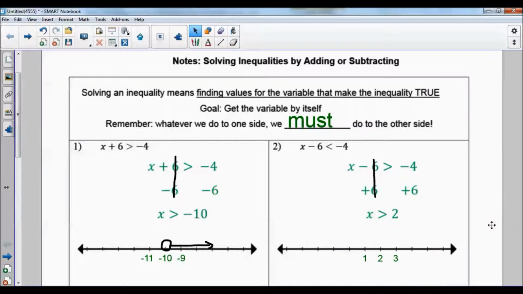Then on our number line, I have 1, 2, and 3 to put some context around our 2. Since it's greater than and not equal to, there's no line, so again we're going to have an open circle at positive 2. And then it's greater, so it's going to go towards my 3, and to the right towards my bigger positive numbers, like 4, 5, 6, 7, all the way up. All right, number 3.